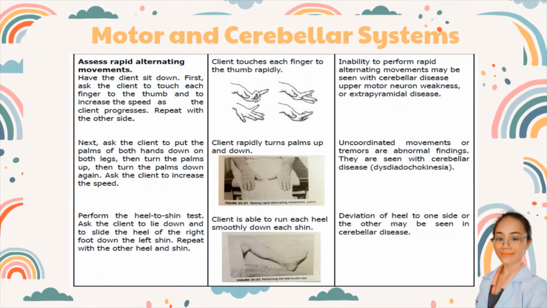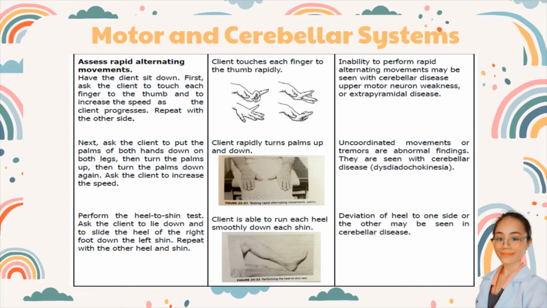Next, we have to assess the rapid alternating movements of our client. Have the client sit down, then first ask the client to touch each finger to the thumb and to increase speed as the client progresses. Repeat with the other side as well. Next, ask the client to put the palms of both hands down on both legs, then turn the palms up, then turn the palms down again, and ask the client to increase the speed of it.